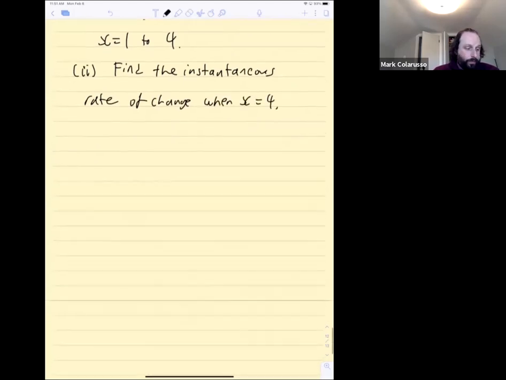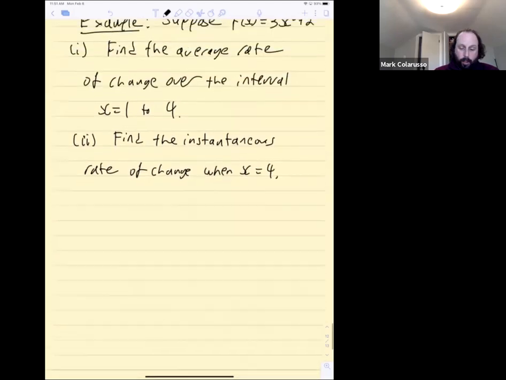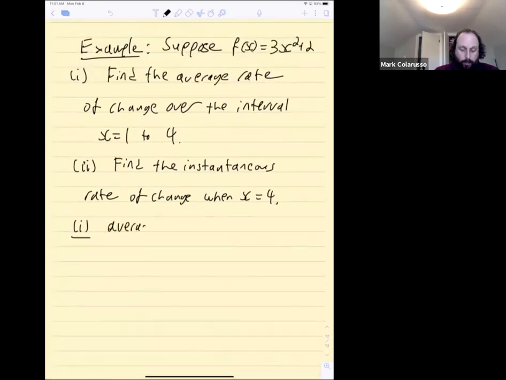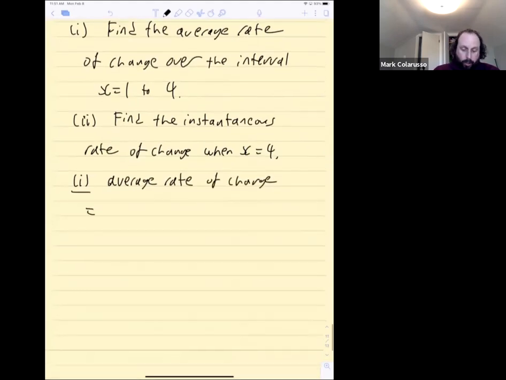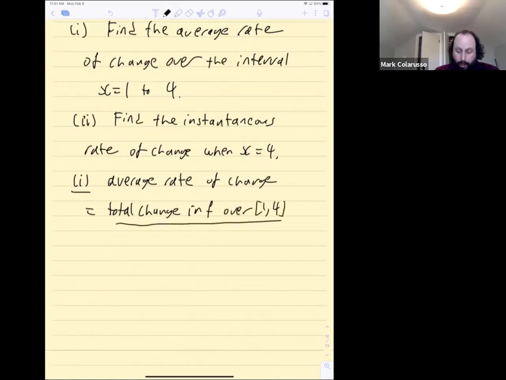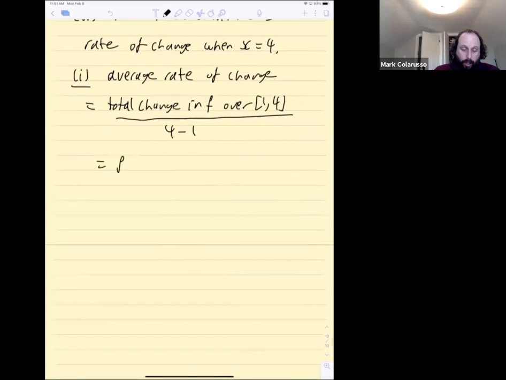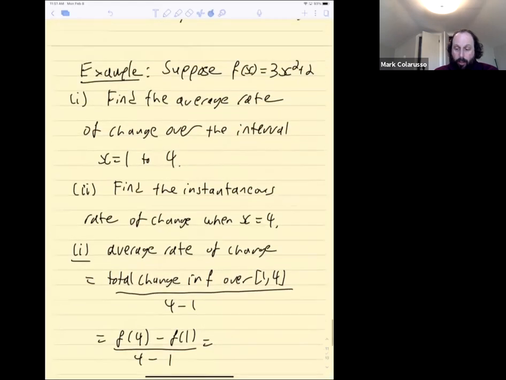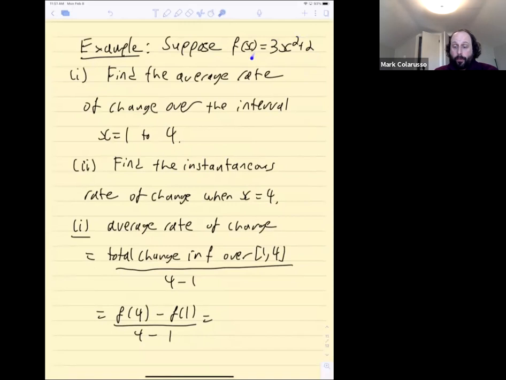Okay, so here we can do the following things. For number 1, the average rate of change. This is the total change in f over the interval 1, 4 divided by the length of the interval, so 4 minus 1. So that's f of 4 minus f of 1 divided by 4 minus 1. And now we just have to find these values. So f of 4, what was our f? Right, our f here is 3x squared plus 1.